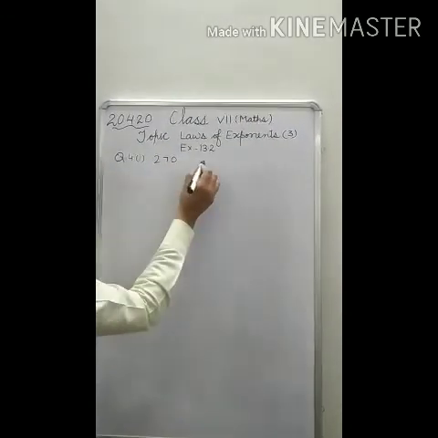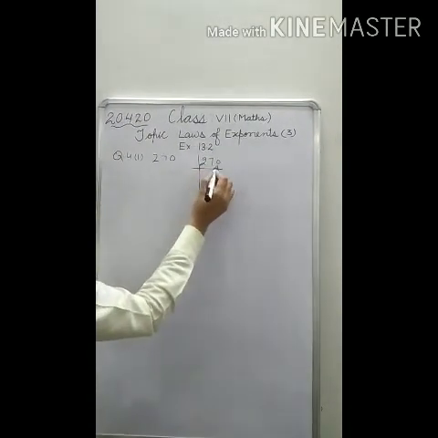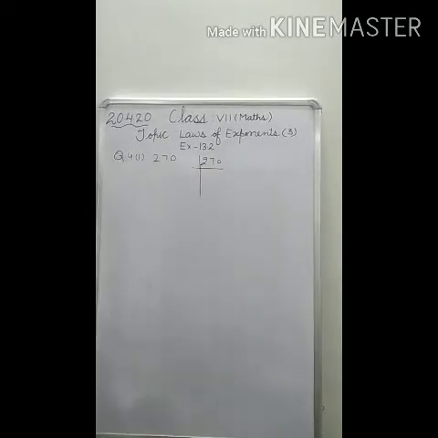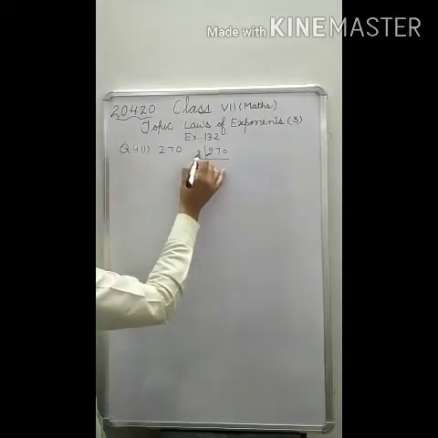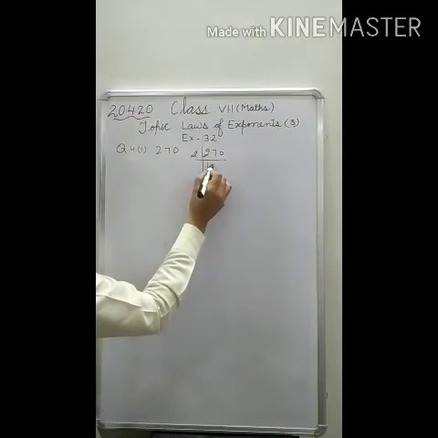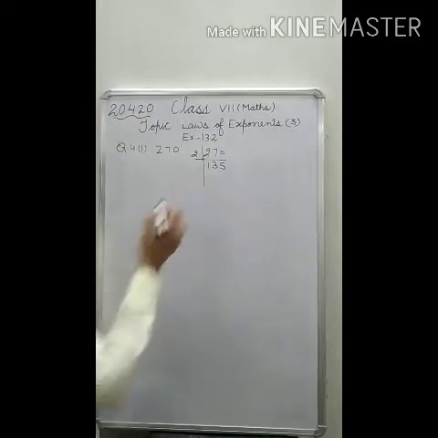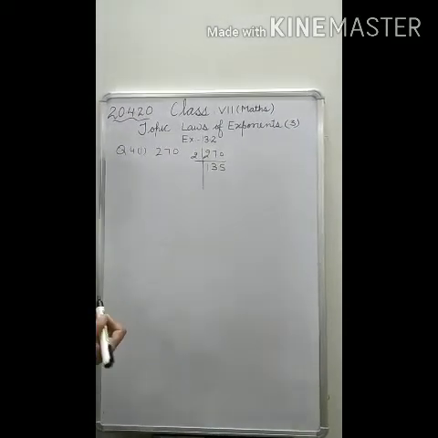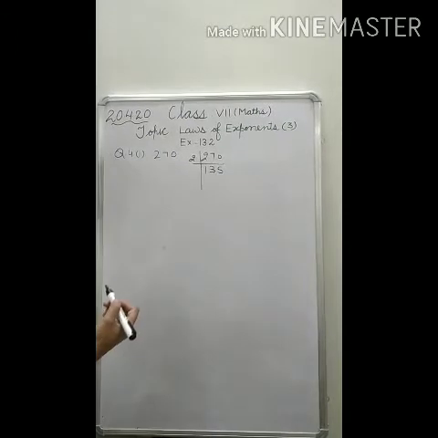First of all, make the prime factors of 270. Here the ones digit is 0. It means this number is divisible by 2. So first of all, divide by 2. 2 ones are 2, 2 threes are 6, 2 fives are 10. Here the ones digit is 5. It means it is not divisible by 2. So we will check the next number.